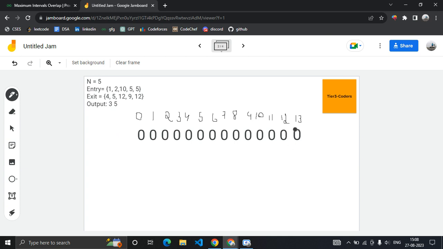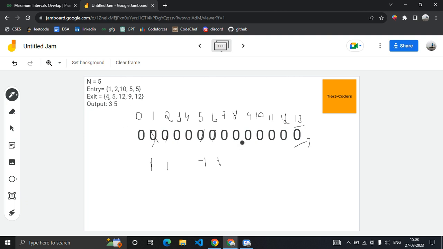So I will maintain up to the 13th index, that is, maximum plus one index. Now you can see here the entry time is 1, so I will increment 1. Rather than incrementing all of 1 to 4, I will decrement at exit plus 1, that is 4 plus 1 is 5, by minus 1. Similarly for 2, we'll increment by 1, and 2 to 5 it is, so I will decrement index 6 by 1.